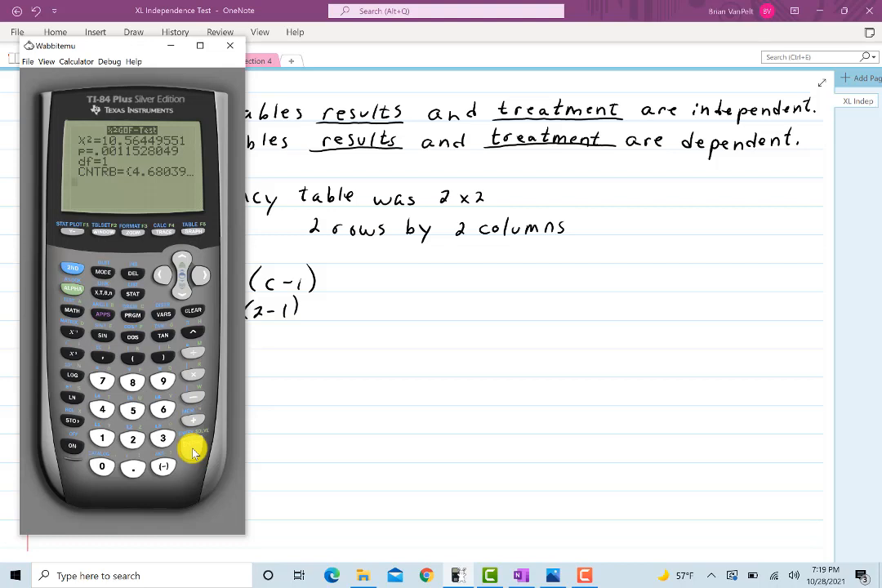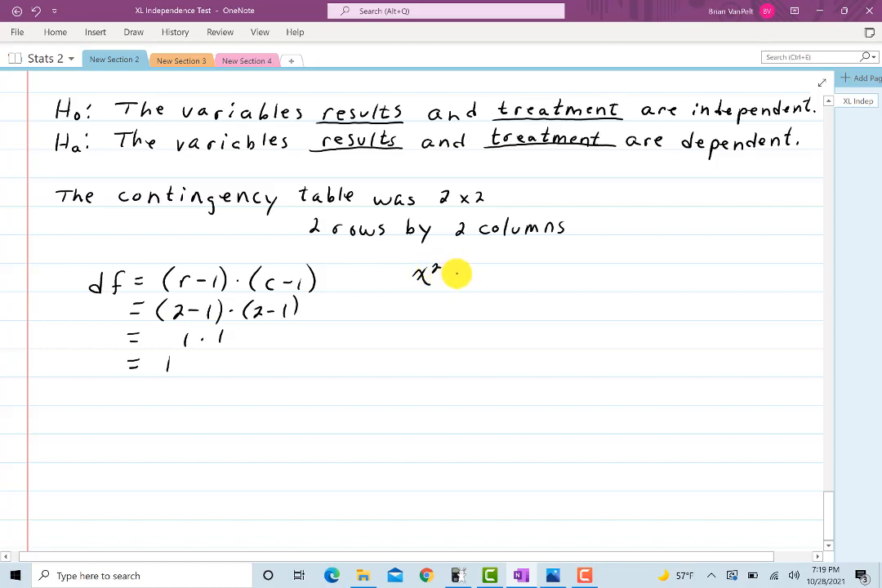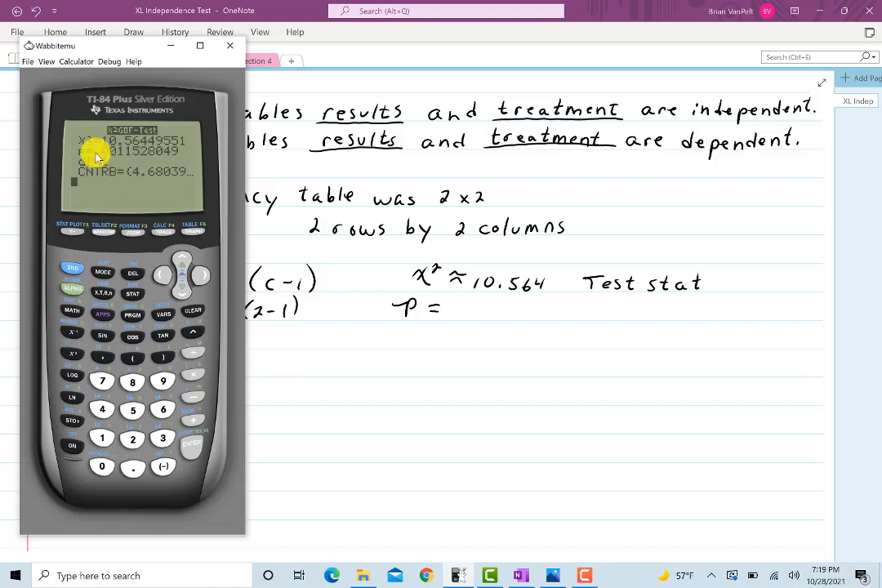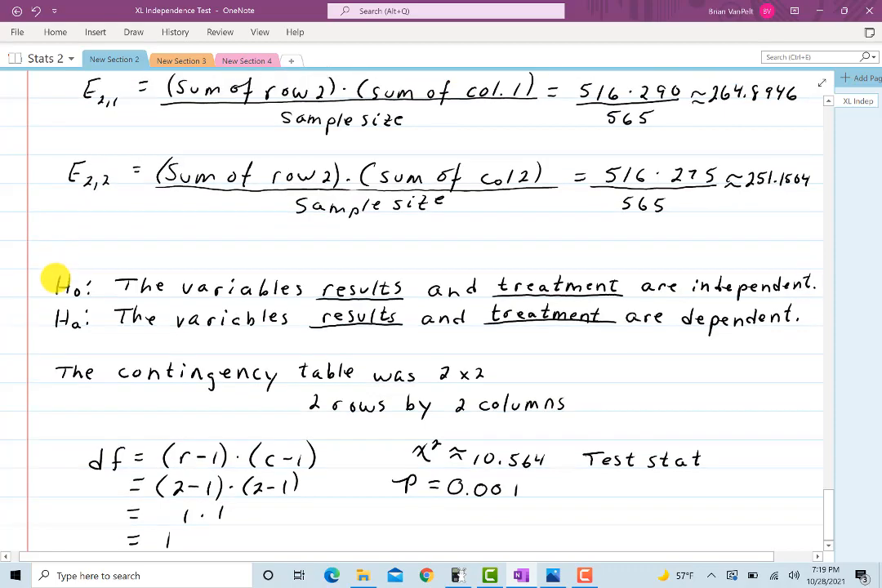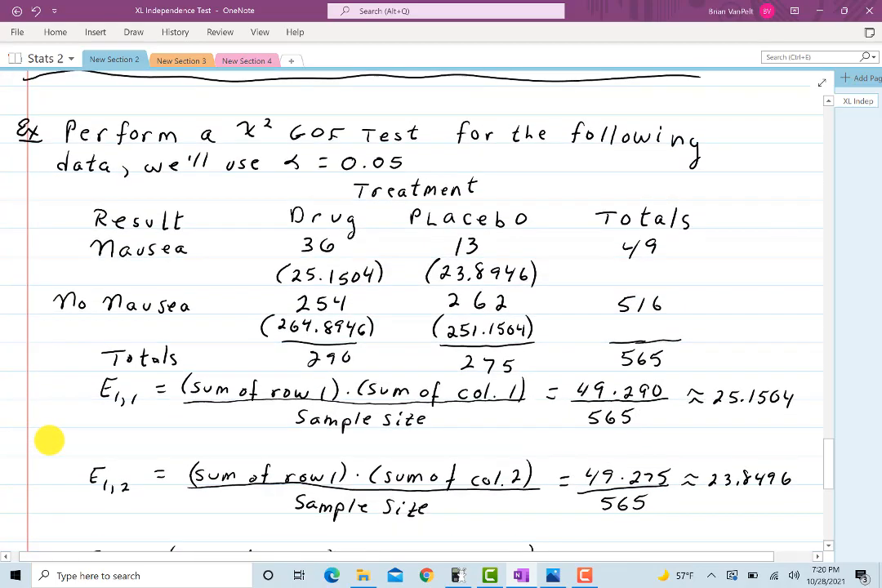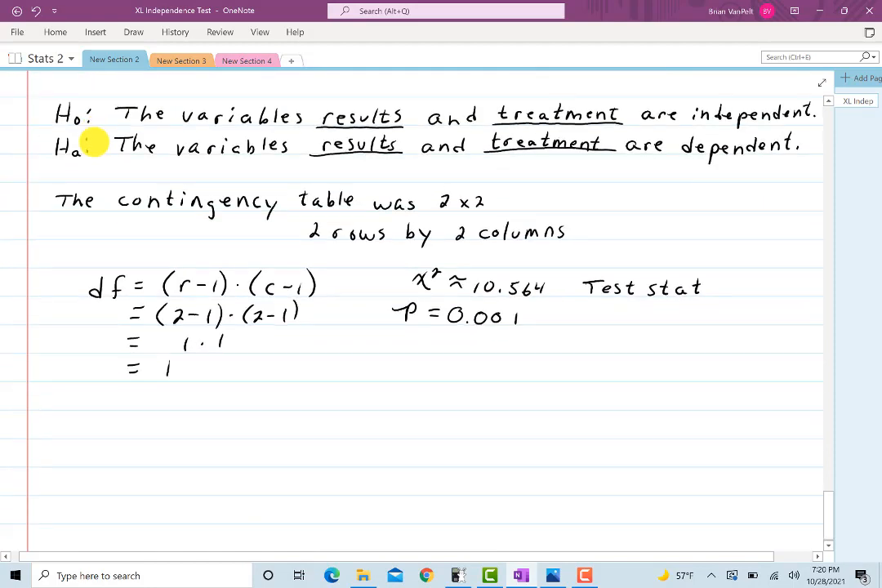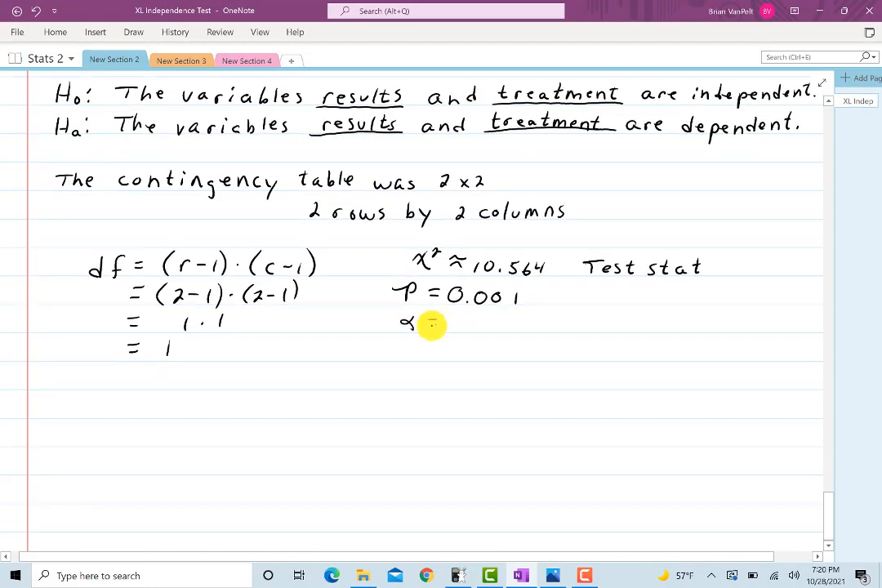I get chi-squared 10.564. Remember, this is the test stat. And it also gives you the p-value. For that, I have 0.001. I'm just going to go to 3 places for this. Now, for this problem, I think the alpha was 0.05, but let's scroll up to the original. Yes, alpha was 0.05. So I'll put it underneath it there.